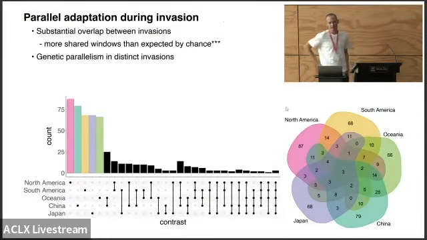Looking at this question more quantitatively, the bulk of these outlier windows are actually private to each individual invasion. However, there is substantial overlap between these invasions, and if you look at them in a pairwise fashion, this is far more sharing than would be expected by chance. So this is some really strong evidence of genetic parallelism in these distinct invasions.